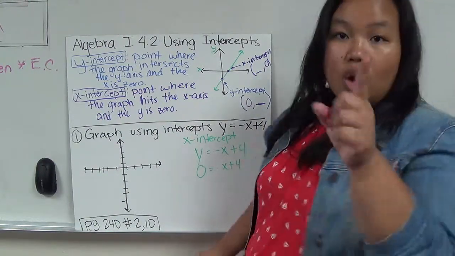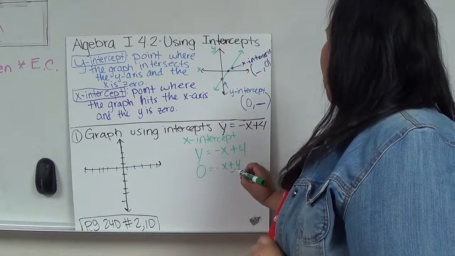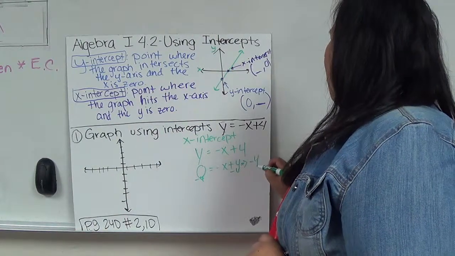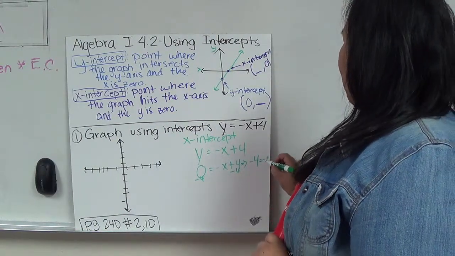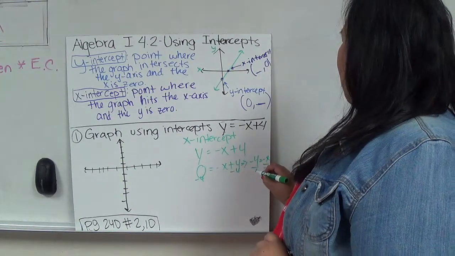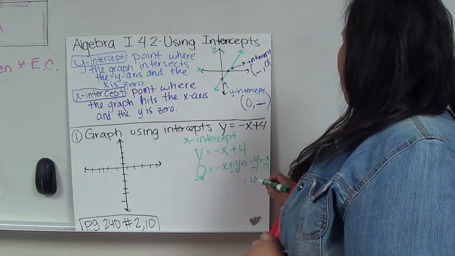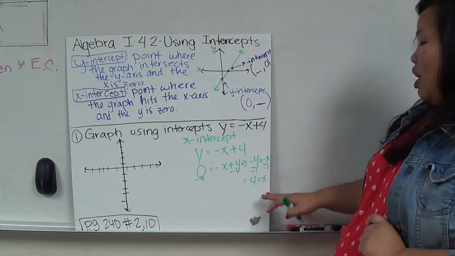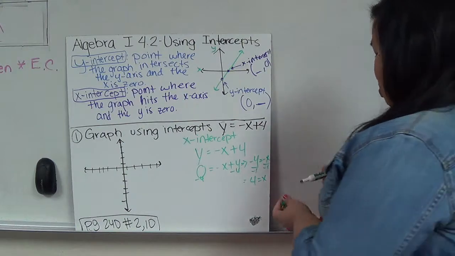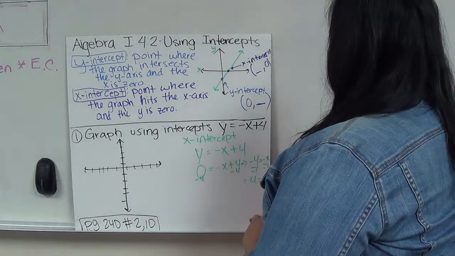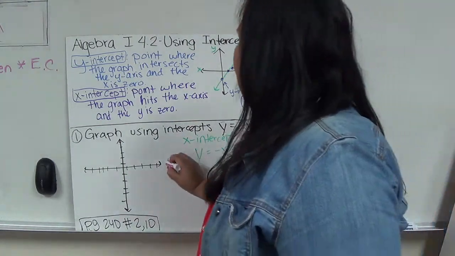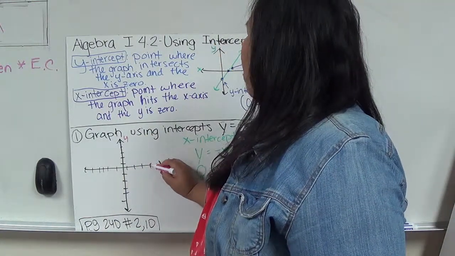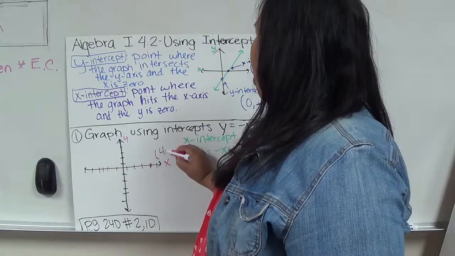Now I only have one variable, and that's x. And I'm going to go ahead and solve that. So I end up with negative 4 equals negative x, and I have to divide both sides by negative 1. I end up with 4 equals x. What this tells me is that my intercept crosses my x at 4. 1, 2, 3, 4. So that point is 4, comma 0.